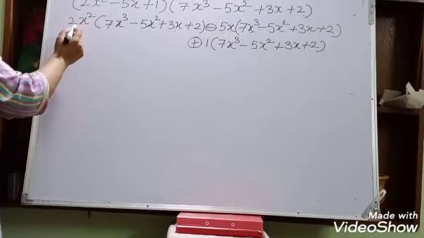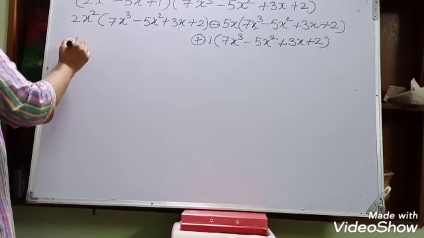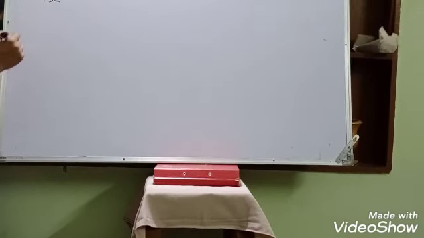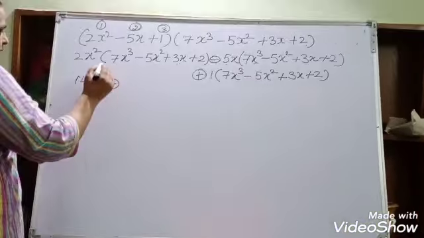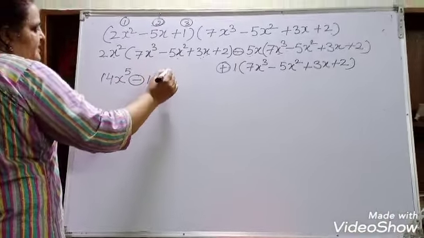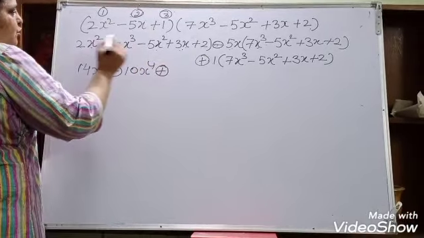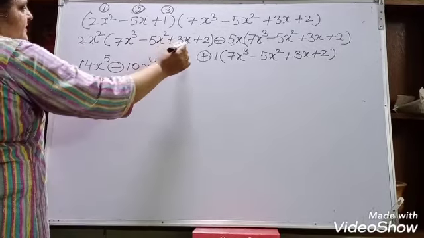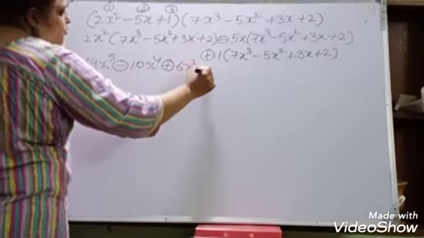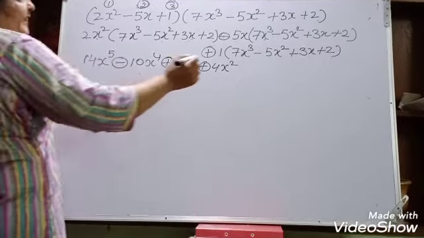So when it is going to be multiplied, 2x square into 7x cube, 2 7s are 14x square into cube, it is power 5. Now 5 into 2 is 10. X square into x square will make x raised to power 4. Then plus 2 into 3, 6. X square into x is x cube. 2x square into 2 is 4x square.